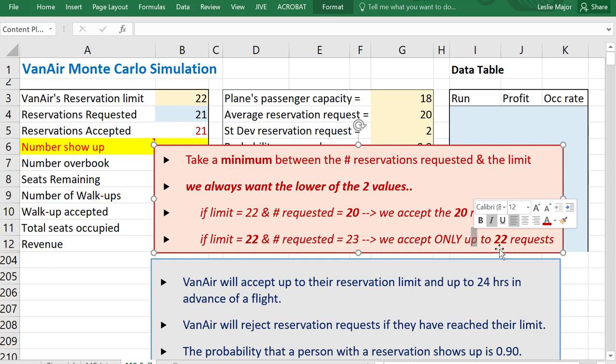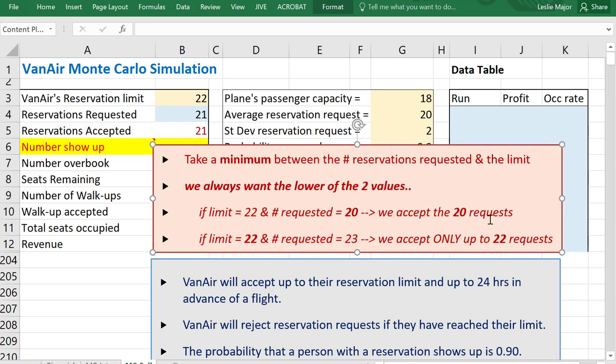We take the 22, it's lower than the 23 because that's where we stop. So we always grab the lower of the two numbers, so we use a minimum call. You could also use an if call and say, okay, if my number requested is over my limit, then stop at my limit. You're welcome to do that also.